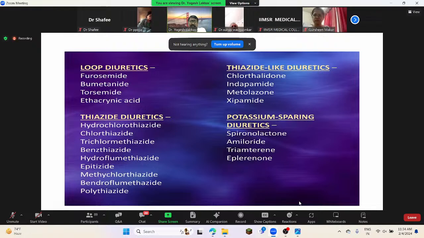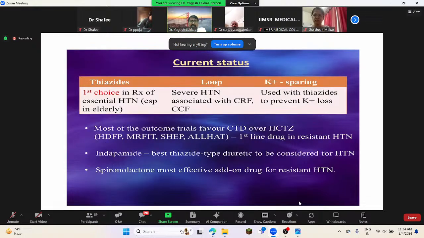Loop diuretics, then thiazide diuretics, chlorothiazide. Chlorothiazide is safer than hydrochlorothiazide. Potassium sparing diuretics like spironolactone, which we already discussed, and eplerenone, all these are aldosterone antagonists. Thiazides are the first choice in the treatment of essential hypertension.